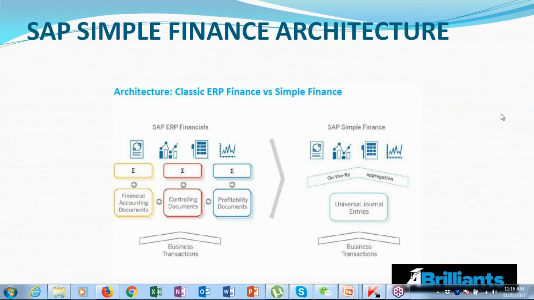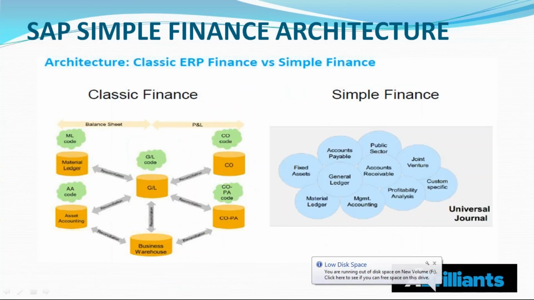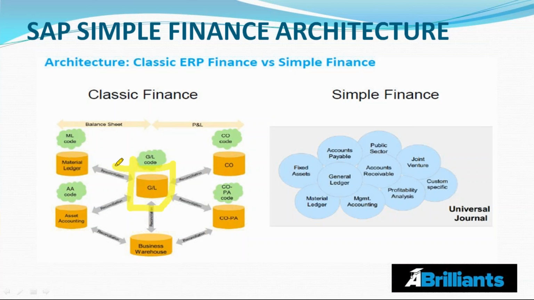The next slide is going to give you a more detailed elaboration of the architecture behind Simple Finance. Here it's going to tell you about the classical finance and the simple finance version, which is what we just looked at in our table a while ago. Here you're going to see you have a general or a centralized ledger. Here you have material ledger, you have asset accounting, you have a business warehouse, you have your COPA approach, you have your CO approach.